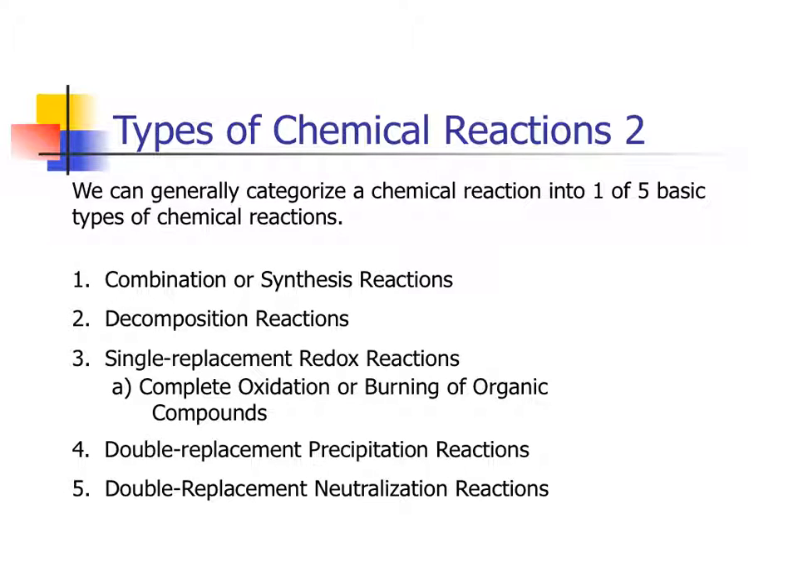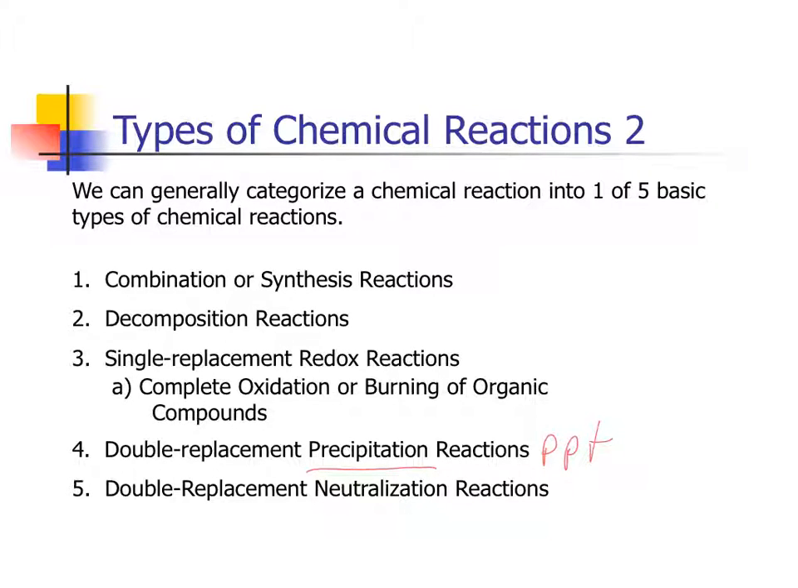Double replacement precipitation reactions, that should indicate that it's going to form a precipitate. Also, a lot of times that will be shorthand by PPT for precipitate. A double replacement neutralization reaction is usually a little bit more difficult to determine the outcome of. You do have to look at and know what you have present in your chemical reaction when you are predicting these, because these ones are a little bit more difficult to predict.